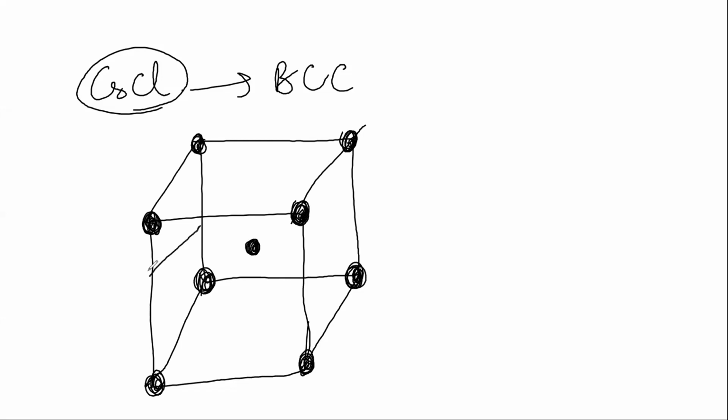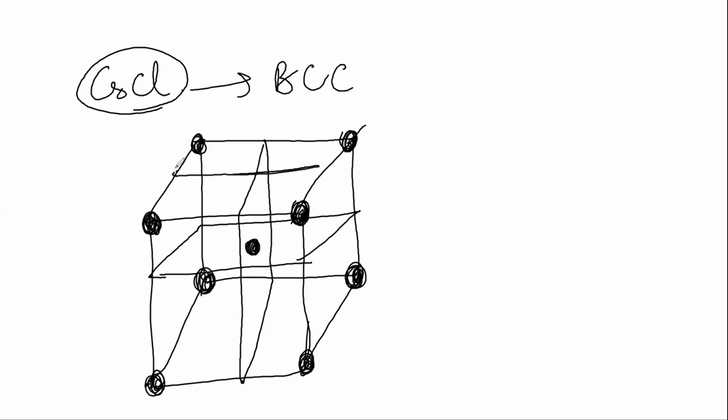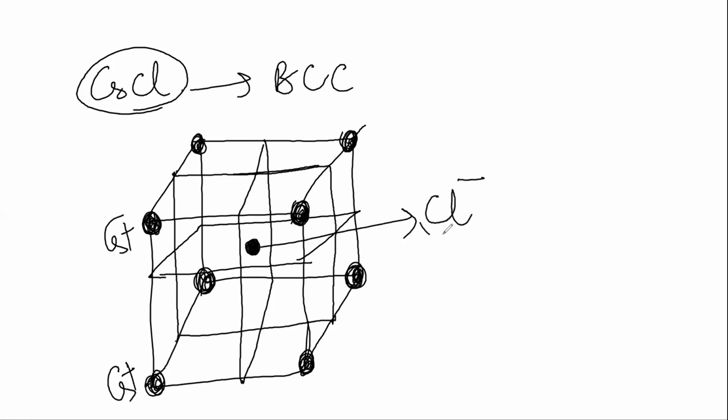Here this atom lies exactly at half the distance from each of the planes, at equidistance. So if my corner atoms are all cesium plus ions, my central atom, this dark one, would be Cl minus. In this way we have a body centered structure for cesium chloride.